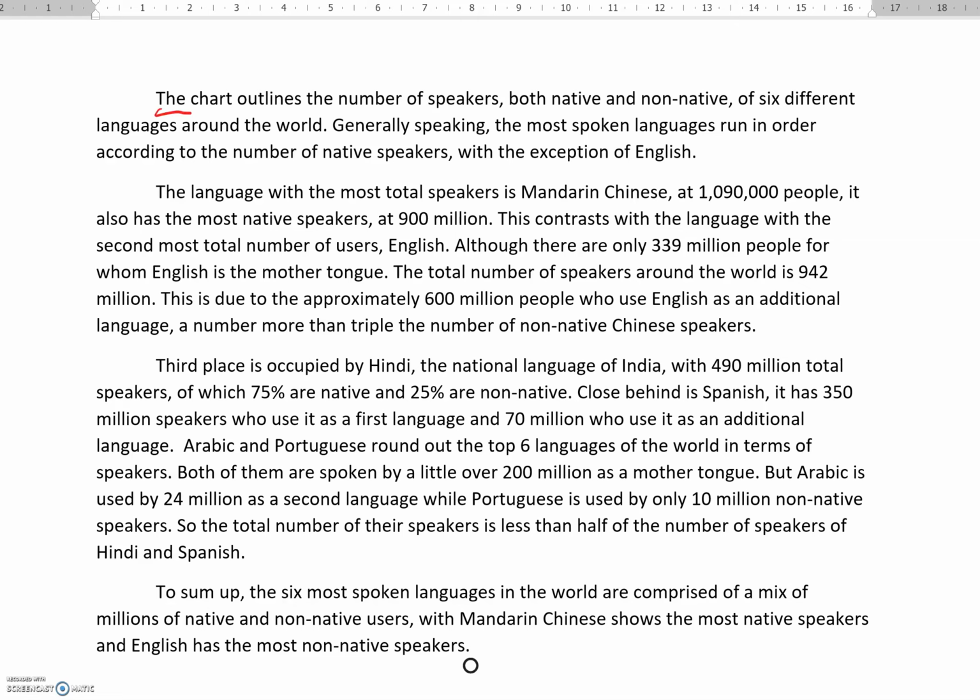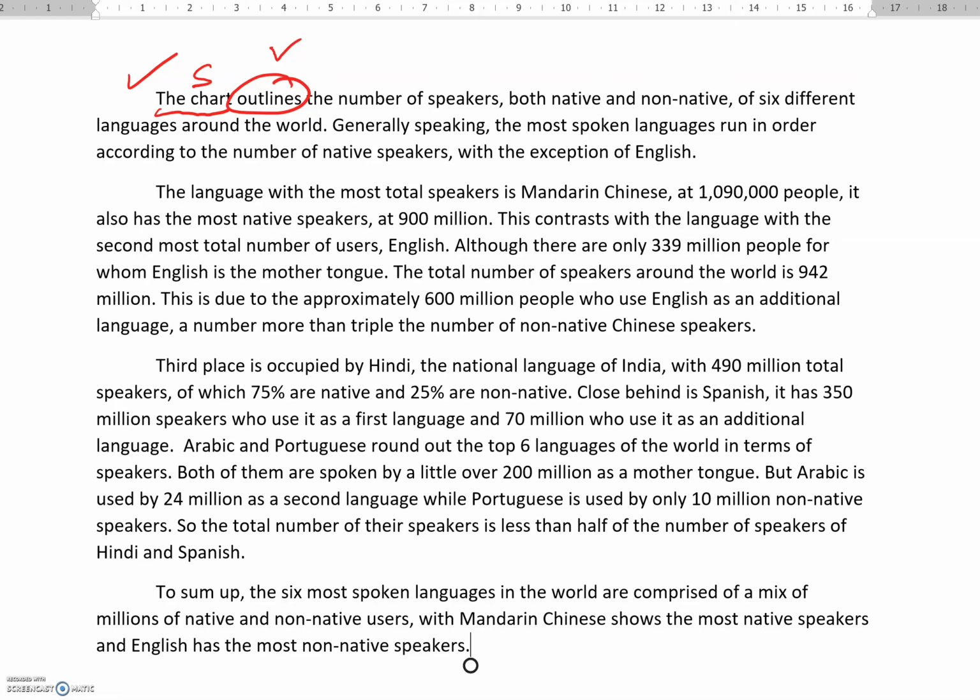And we have the subject, the chart, and we have the verb, outlines. Okay. And if we look at the rest of the sentence, the number of speakers, both native and non-native, of 6 different languages around the world, we see that there are no other subjects and verbs. Okay, so this is a simple sentence. And in English, every sentence should have at least one subject and one verb in formal writing. Okay, and so this sentence is fine, a simple sentence.